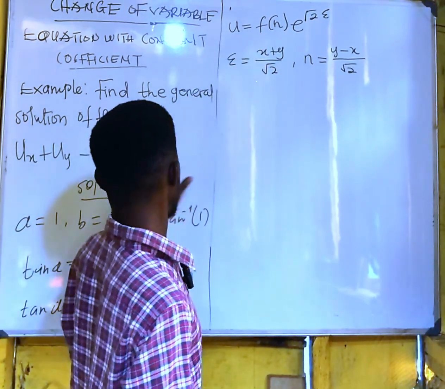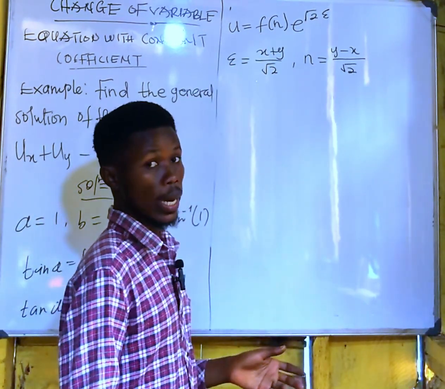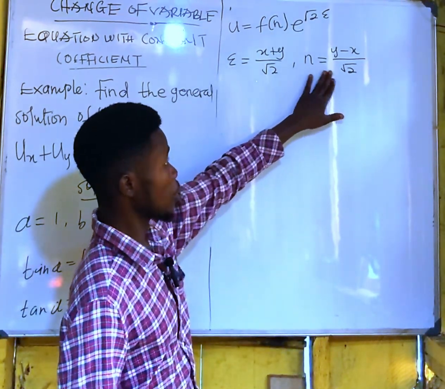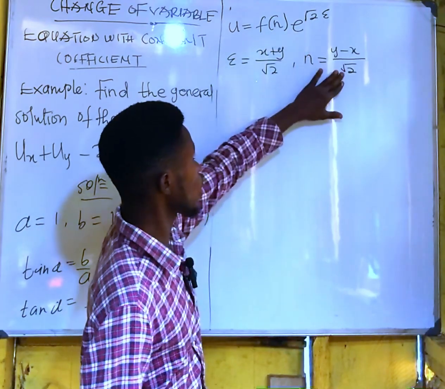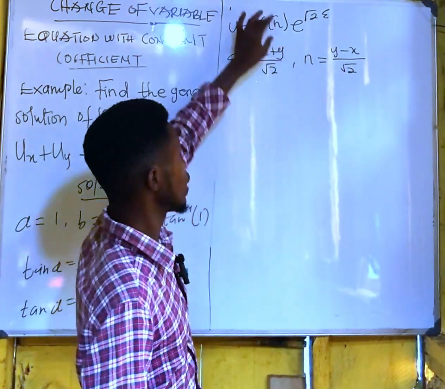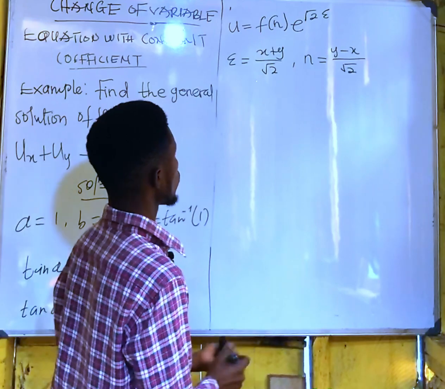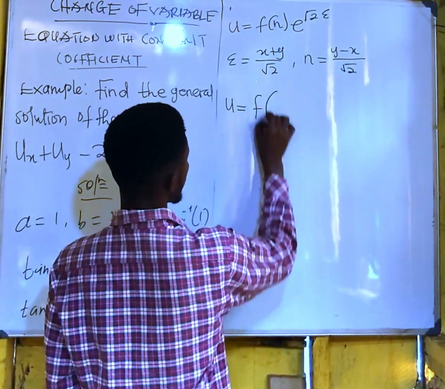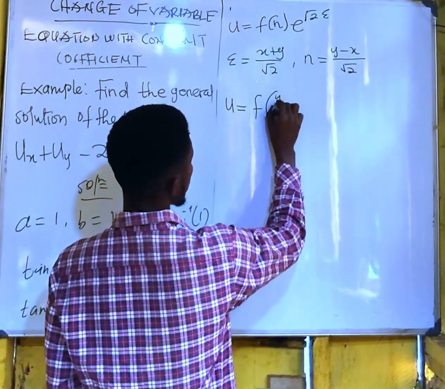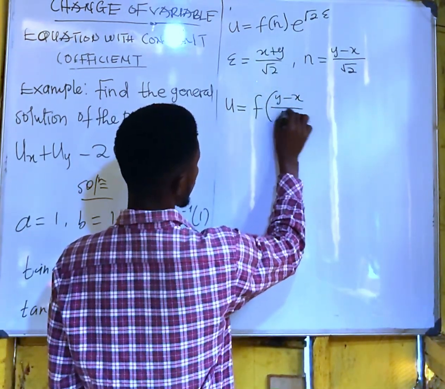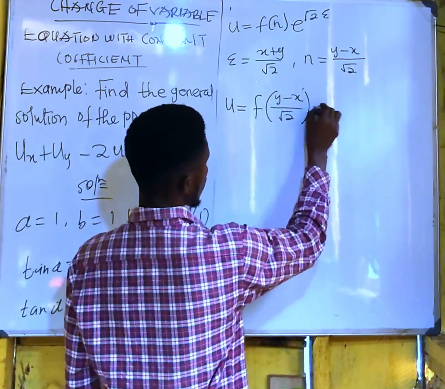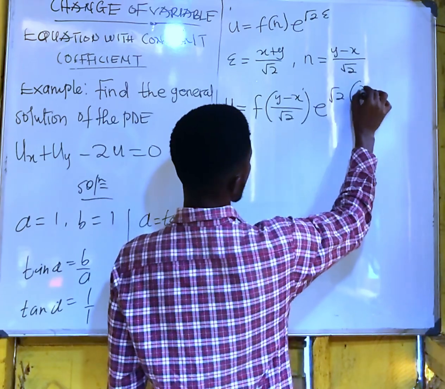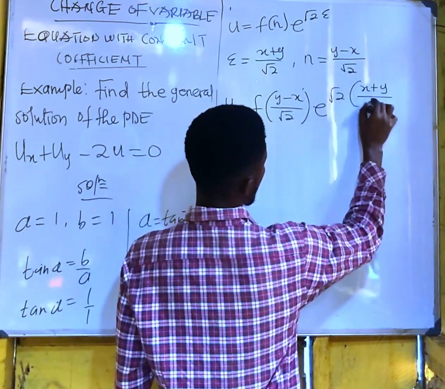But in the question that was given, there was no xi and there was no eta. So you need to do back substitution. You remember the xi we had, and the eta we had. So you're going to substitute them wherever we see eta and wherever you see xi in this equation. So I have my u equals f, where the eta here is y minus x over root of 2, e to the power root of 2 multiplied by xi, which is x plus y over root of 2.